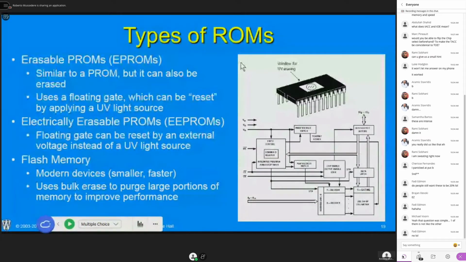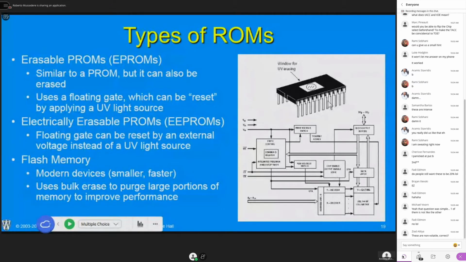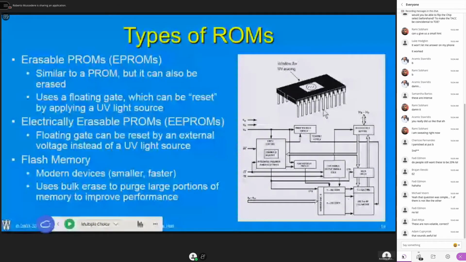Okay. So again, this was kind of like the next level. Now, these are more costly. Yes, they're all non-volatile. That sounds awful, but it's not awful at all. It's the way technology progressed. Again, these cost more, but then again, I can reprogram them over and over and over again.